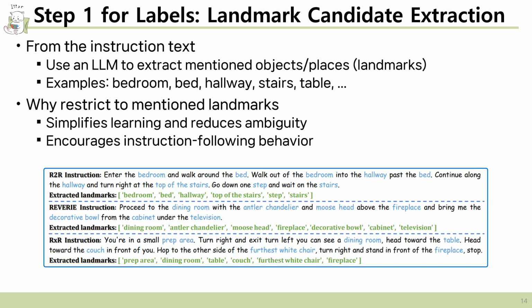To label the imagination step, they start from the instruction text. They use an LLM to select landmark candidates that are mentioned in the instruction. These are objects or places like bedroom, bed, hallway, stairs, and table. Why do they restrict to mentioned landmarks? First, it makes learning easier and reduces ambiguity. Second, it enforces instruction following, because the imagination stays tied to what the instructions talk about. At the bottom, you can see examples from different datasets. The instruction is shown and the extracted landmark list is shown right after it.